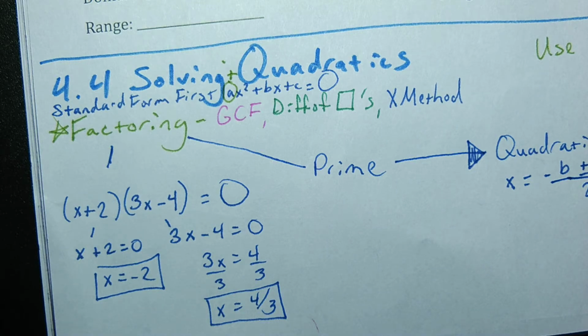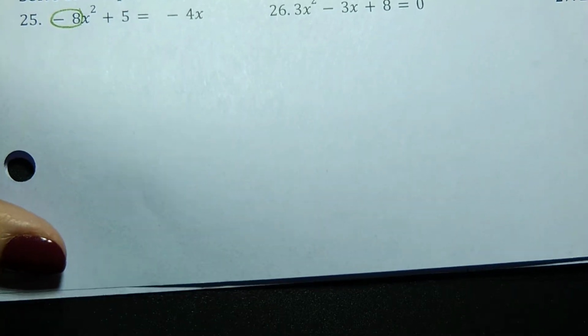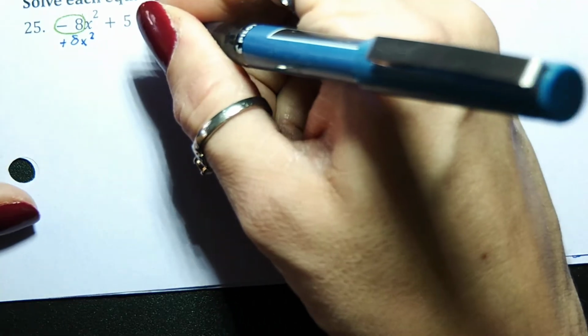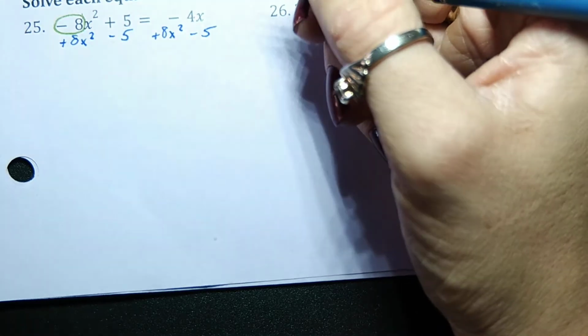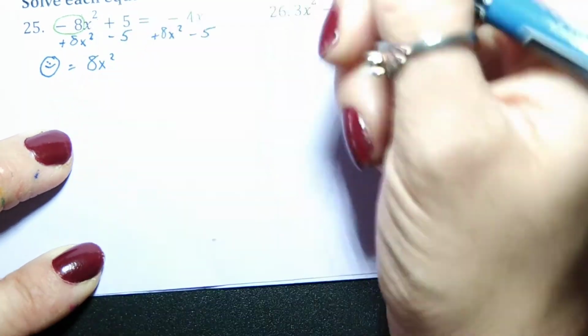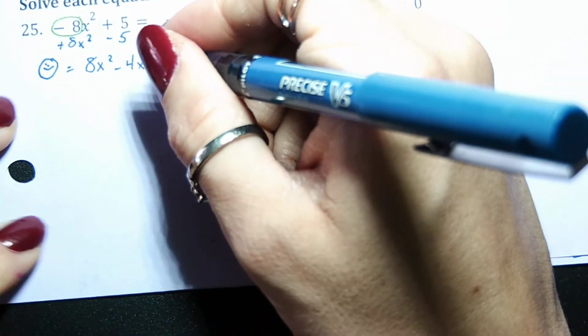So let's go ahead and flip back to number 25. And we're going to put this in standard form first, and we're going to get that a value to be positive. So I'm going to add 8x squared to move him over to the right side. I'm going to subtract 5. So now we have 0 equals 8x squared minus 4x minus 5.